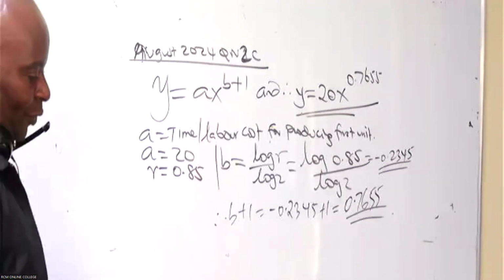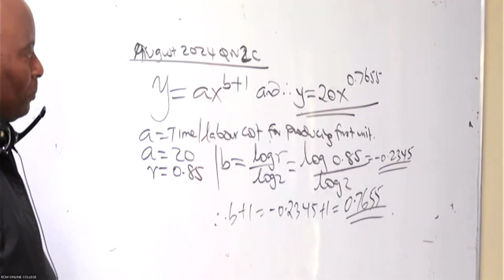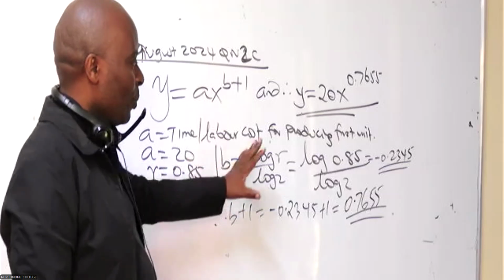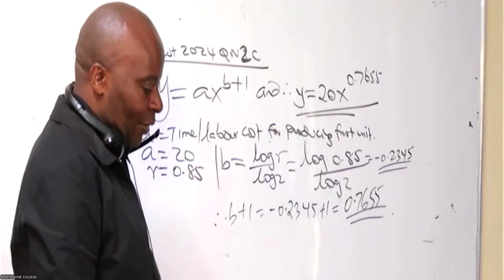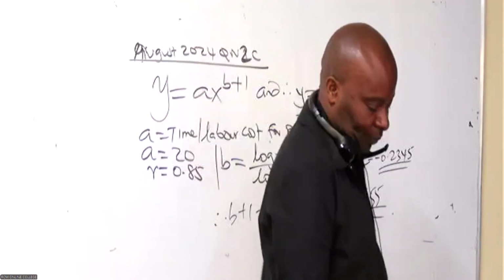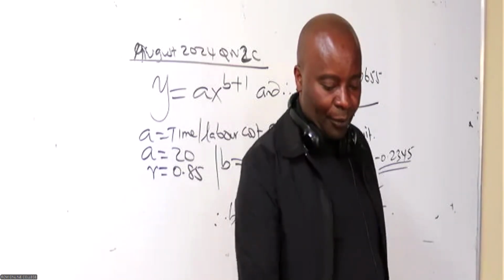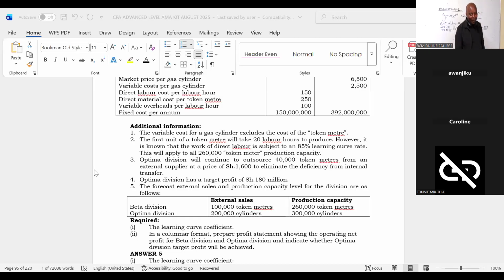So now we have done very, very well. They only wanted the learning index, which is B, but we have gone even ahead to give them what they never asked us to do. B alone, the learning curve index, the learning curve coefficient. That is what here, B. Thanks for asking.